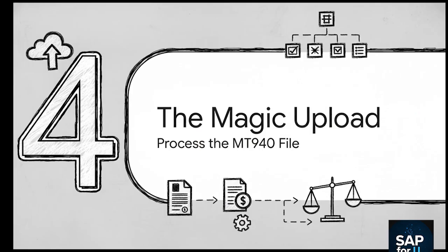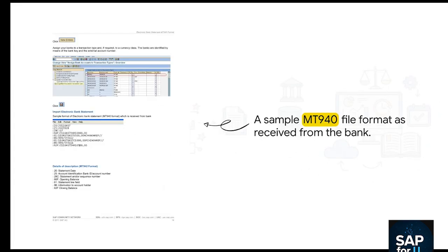All right, so we've configured our rules, we've taught the system what to do. Now it's showtime. Let's actually look at the process of uploading the bank's file. Okay, so this is what an MT940 file actually looks like. I know, to our eyes, it can look like a total jumble of codes and numbers, but to our newly configured SAP system, every single line, every code has a very specific meaning. This is the raw data that we're about to feed into the machine.